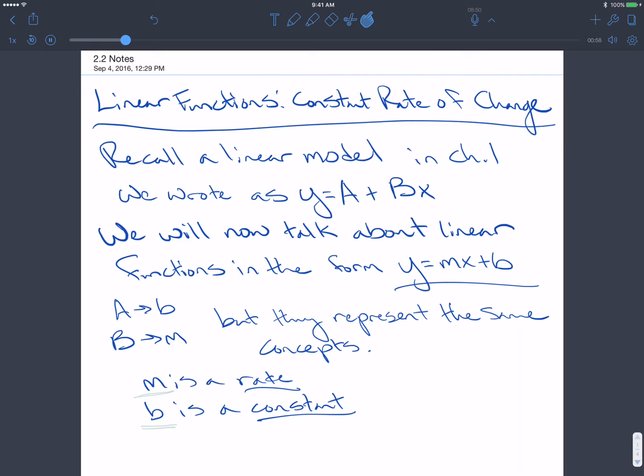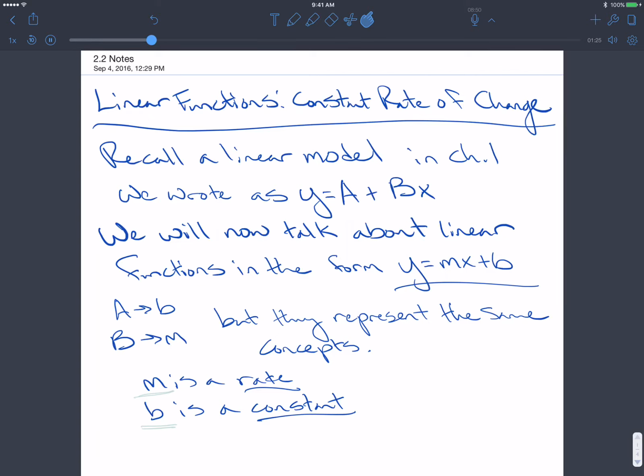Capital B is turning into m. Again, it's just being called something different. The function, the form, they're exactly the same. We're just changing the variable name, effectively, which isn't a variable. It's usually a constant, but we're changing the name that's being used for those things. So m is still your rate, and b is still just an additive constant.